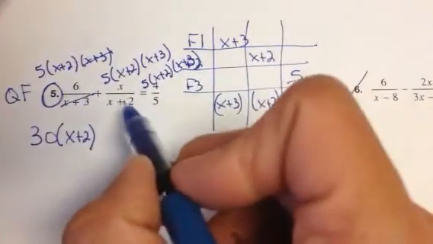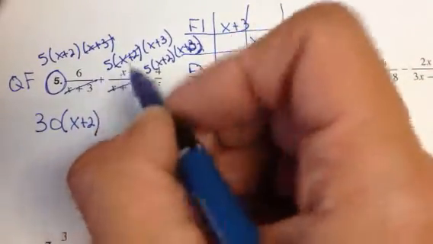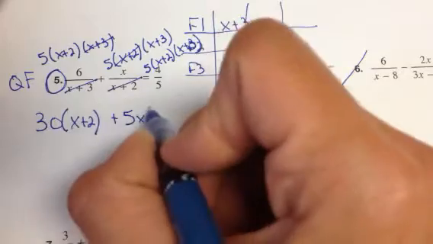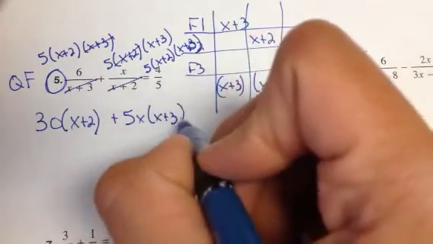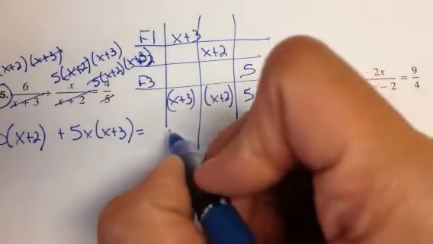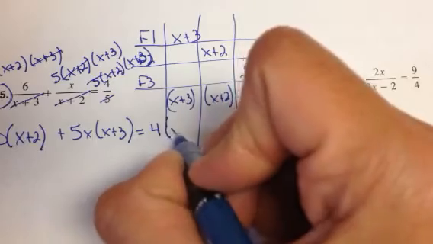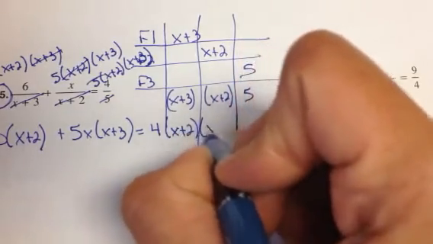Then when you go to this fraction, the x plus 2 will take out that x plus 2, so you're left with 5 and x, and then the x plus 3. And when you go to your last one, the 5 will take out the 5, so you're going to be left with the 4, the x plus 2, and the x plus 3.